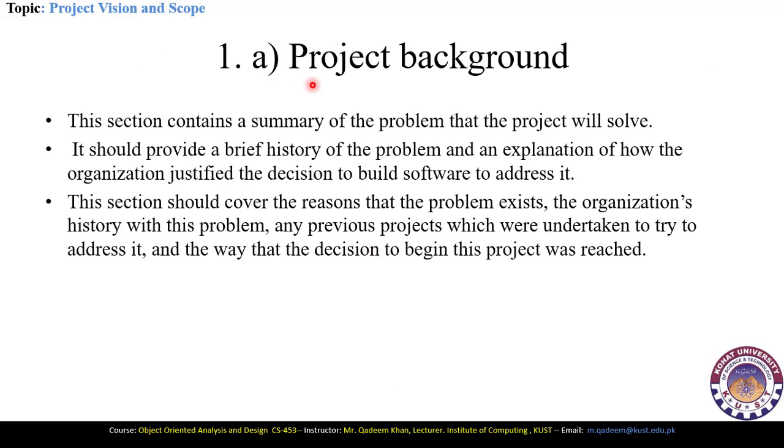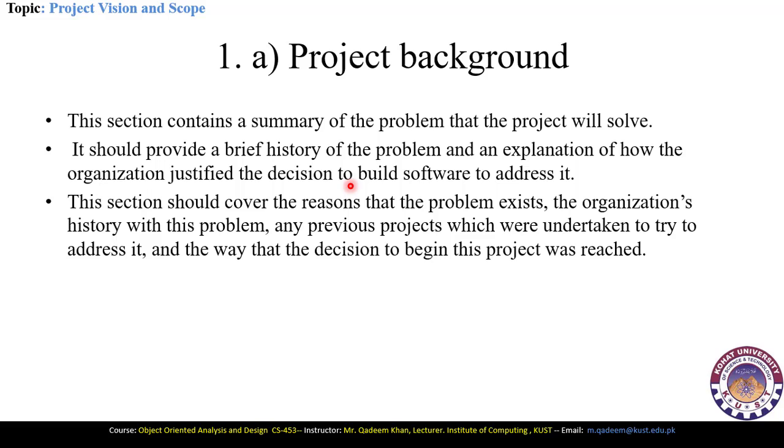Number one, project background. In the project background, the background or the summarized format of the project is presented here. So in this section, the project manager writes a brief summary about the problem which will be solved by the project. So it provides a brief history of the problem. Brief history of the problem means how long this problem has existed, and an explanation of how the organization justified their decision to build the software which will address or solve this problem.